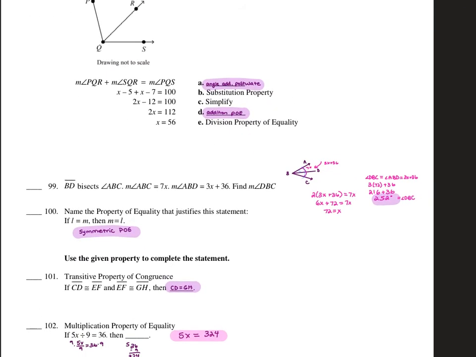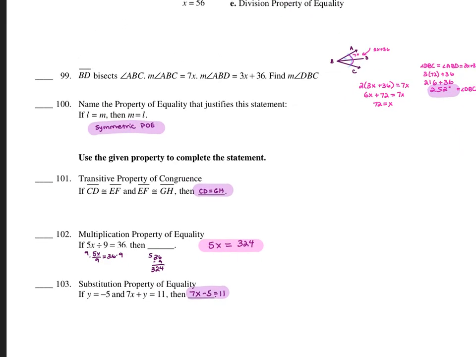99 was your bisector again. You had to set them, you did 2 times 3x plus 36 equals 7x, solve for x, and then plug it back in. Number 100, 101, 102, and 103 are dealing with your property. So 100 is symmetric, 101, if it's transitive, then if A, then B, and B, then C, then A, then C. So you join the first and the last. Multiplication means I'm going to multiply the 9 on both sides. Substitution means I'm going to take that -5 and plug it in for y.